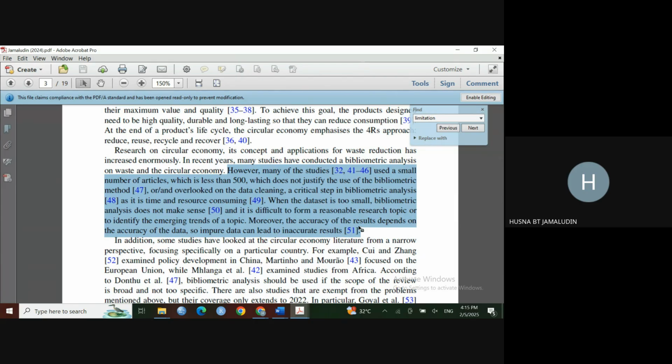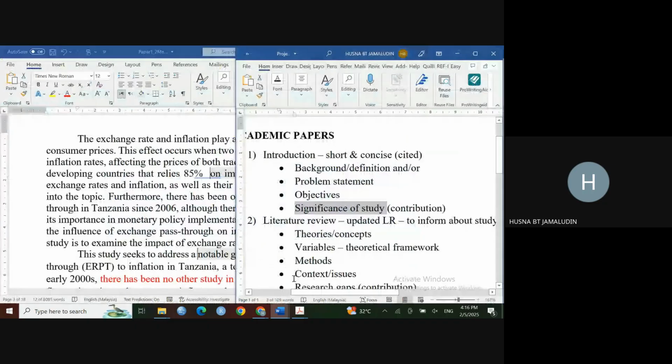Different studies are going to have different ways of telling the significance of their study. It means the significance can highlight what the previous study didn't do, what mistake the previous study made that you want to correct, and what value added you want to give. Okay, let me show another example.